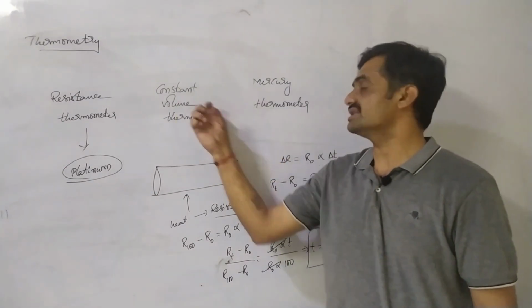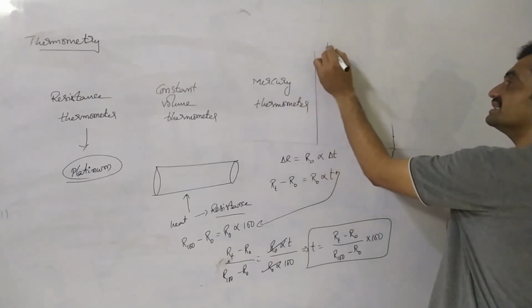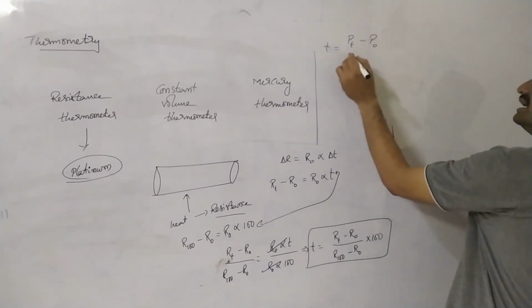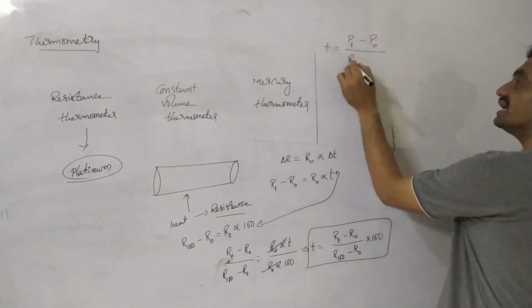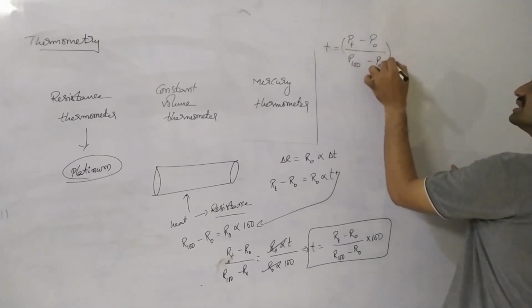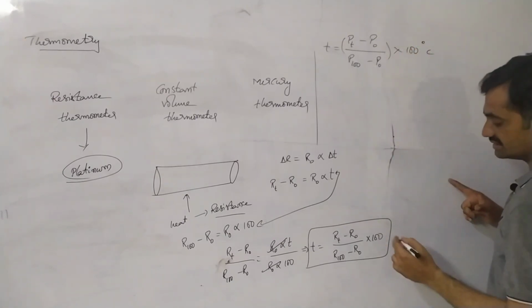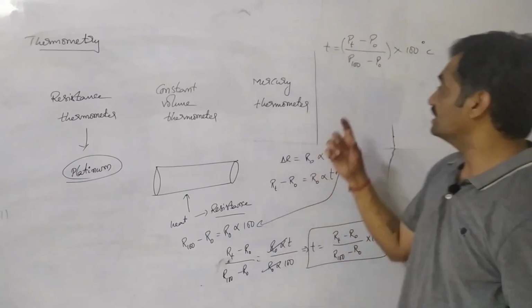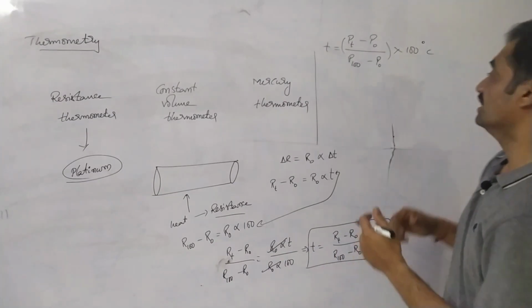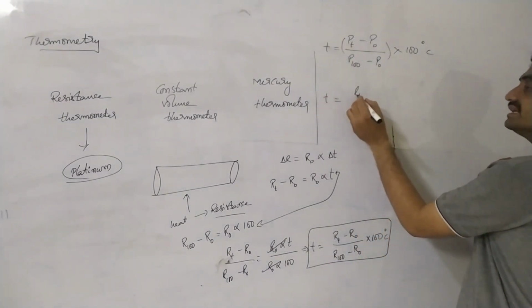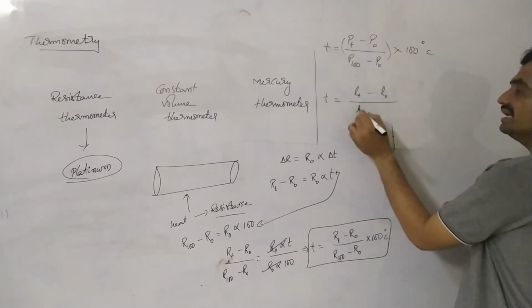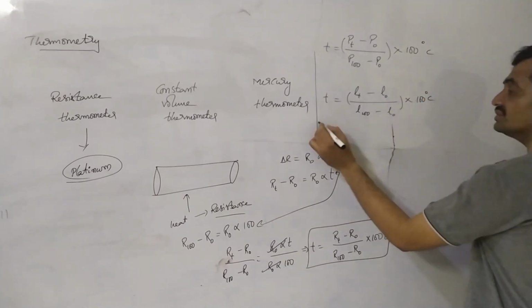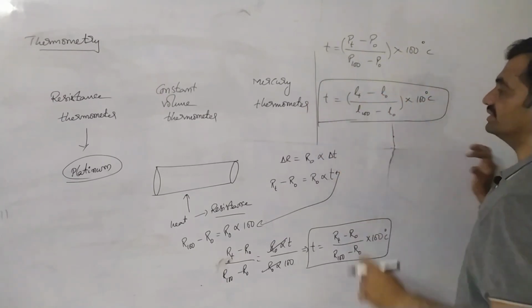Similarly, we can also represent a thermometer based on constant volume, and the expression for the constant volume thermometer is given as T equals pressure at a given temperature minus pressure at 0 degrees Celsius by pressure at 100 degrees Celsius minus pressure at 0 degrees Celsius into 100 degrees Celsius. Similarly, for the mercury thermometer, the expression in terms of length is T equals length at a given temperature minus length at 0 degrees Celsius by length at 100 minus length at 0 into 100 degrees Celsius. So by using this formula, we can measure the temperature.